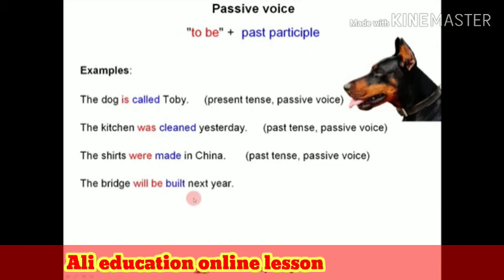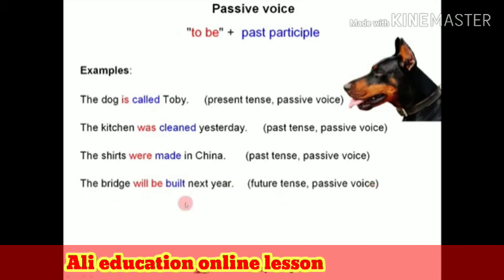The bridge will be built next year. And this is the future tense passive voice. So will be is the future tense of the verb to be, and built is the irregular past participle form of the verb build. Built. So this is the future tense passive voice.